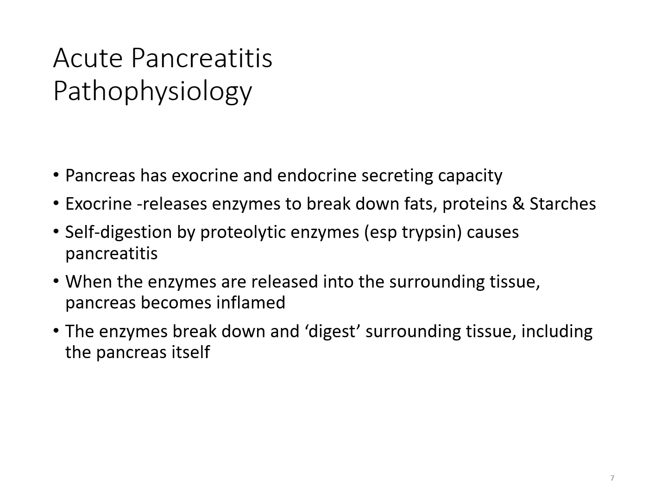All right, so we've mentioned the fact that our pancreas has exocrine and endocrine secreting capacity. And the exocrine, we've mentioned the breaking down of fats, proteins, and starches, right? So the problems that we're seeing in pancreatitis have to do specifically with the proteolytic enzymes, in particular the trypsin. That's why we're getting the problems that we're getting. So the enzymes are released into the surrounding tissue, and the tissue is becoming inflamed. So they're digesting the surrounding tissue. So that's why we have an issue in pancreatitis.